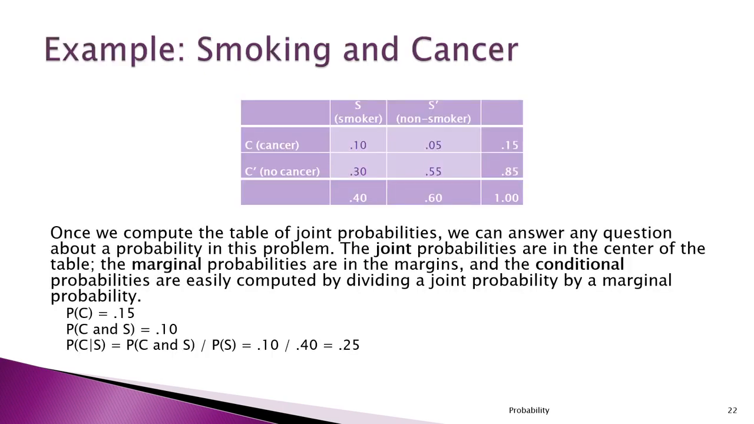Now again, here we have the joint probability table set up nice and neat. Everything is here. Notice you get the joint probabilities in the center of the table, the marginal probabilities are in the margins, and a conditional probability is computed simply by dividing the joint probability by the marginal probability. So the probability of C given S is the probability of C and S, that's 0.10, divided by the column total, the marginal probability of 0.40, or 0.25.